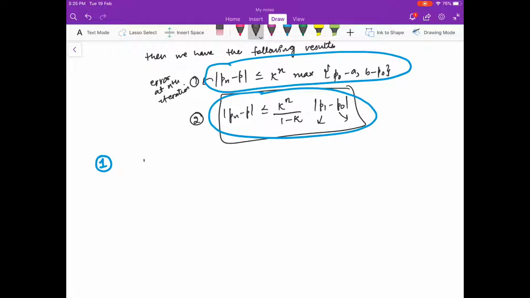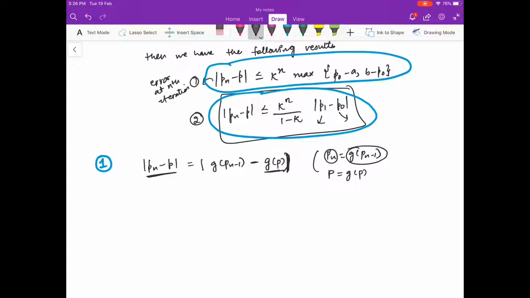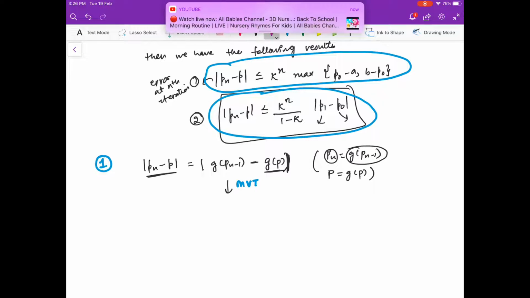So basically I want |pn minus p|. Okay, so what I will do, I will write pn as g of pn minus 1, and I will write p as g of p. Why? Because this is how we are generating our sequence. So in place of pn I can write g of pn minus 1, and p is the fixed point, so p is equal to g of p. So this is what I have written, and after that I will apply mean value theorem. What is your mean value theorem?